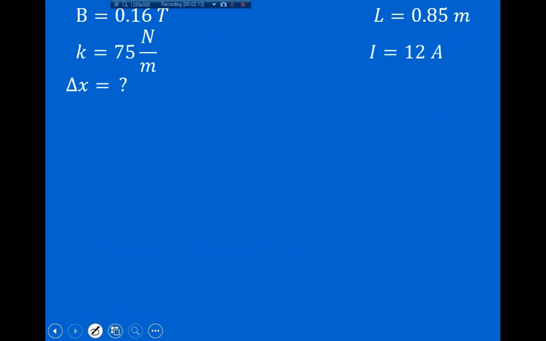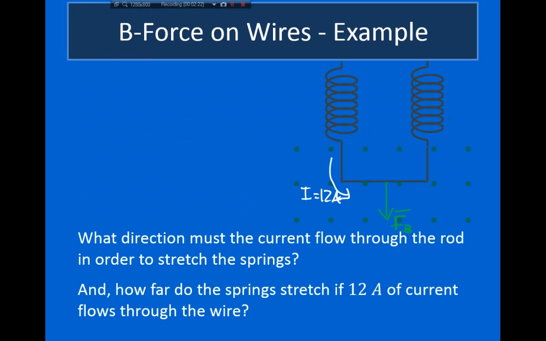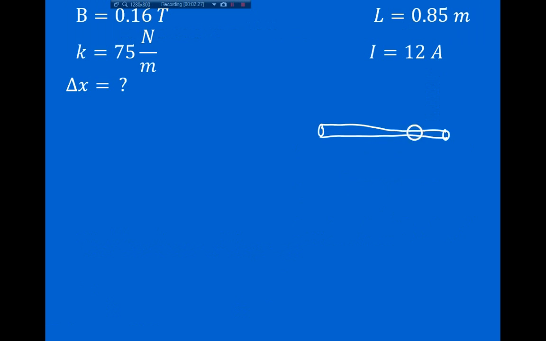So the idea here is that if I draw a force diagram on this little segment of wire, and to be clear, it's this horizontal segment of wire that we're considering right now. There are two forces being exerted on it. There is this magnetic force, which is pulling down on it, and then there are these two spring forces that are pulling up on each end.